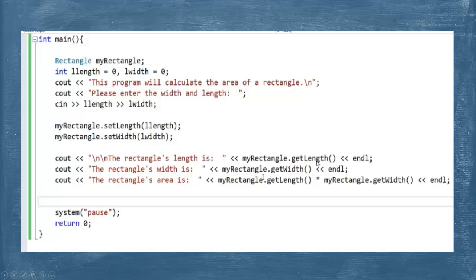So we say, hey, get length, get width, and then we multiply those two together, and that gives us the area of the rectangle. So set allows us to set a variable inside main to a private variable in the class, and then get allows us to pull those variables out and use them. Now, it sounds like a lot of work, and for something small like this, it absolutely is, and it's way more than you need.